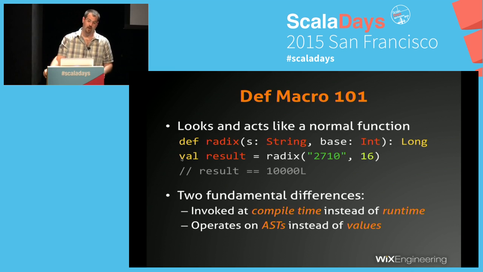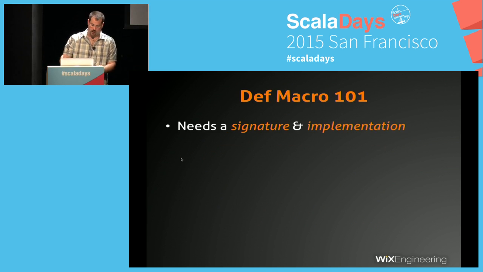Okay, when you do it at compile time, what you actually get is the code that is placed at the method invocation point and gives a value to the parameter. Okay, so you work on abstract syntax trees instead of values. Def macros need two things. They need a signature, which you've already seen, and they need an implementation.